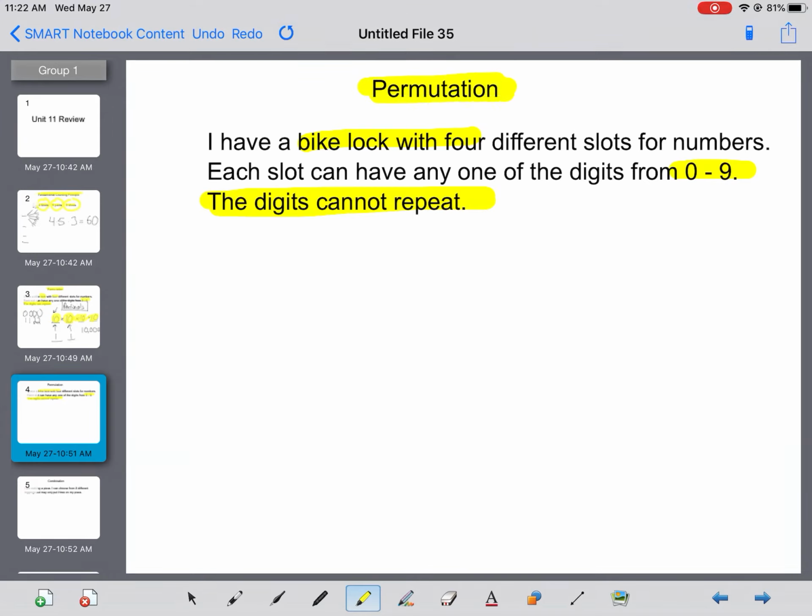So it's still a permutation and order matters, but I can't use a fundamental counting principle. So instead I have to think about it like this. I still have 4 blanks. How many choices do I have for the 4 blanks? Well, I have 10.